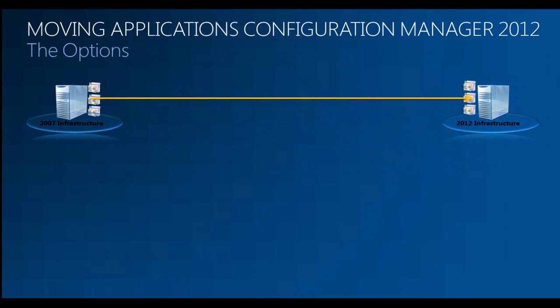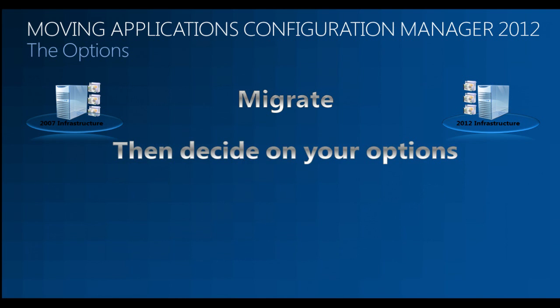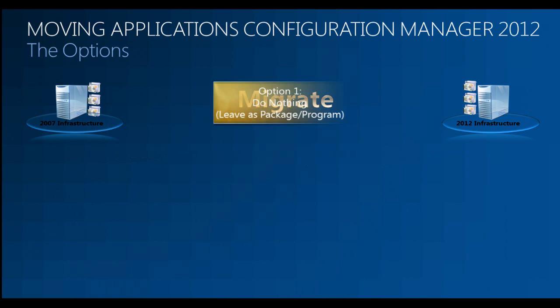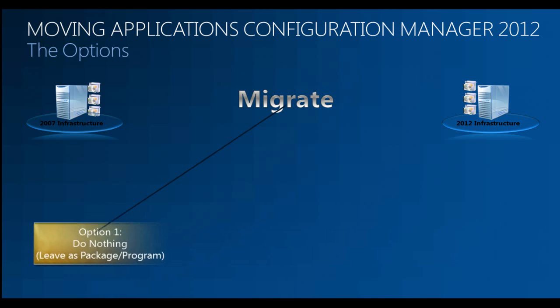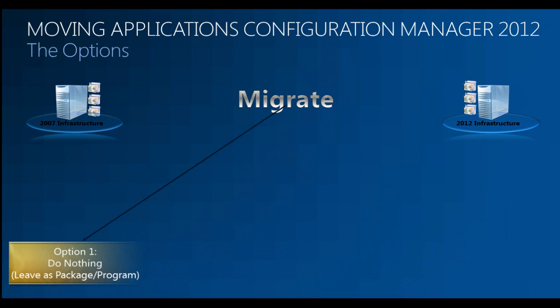So how do you get there? The first step is to migrate your 2007 packages and programs to Configuration Manager 2012 using the migration tools. You run a scheduled migration job, you do the migration. Then, once you migrate your packages and programs, they show up in the console under a subnode called Packages. And then you have to decide what your options are. Your first option is to do nothing. You can leave them as legacy packages and programs. You don't have to convert them, you don't have to rebuild them, they'll run just like they are.